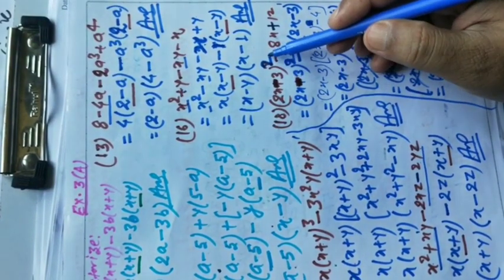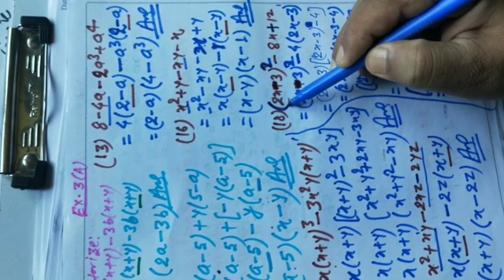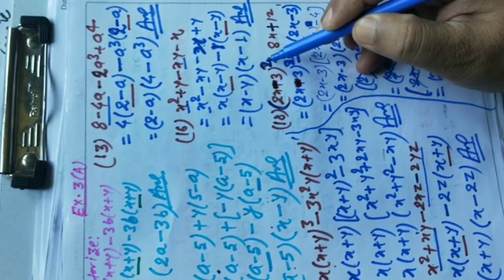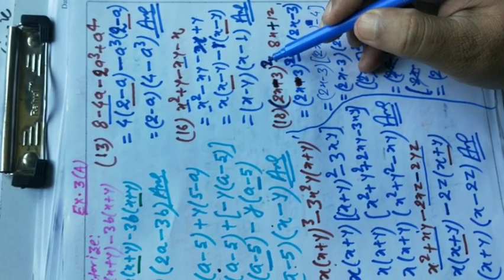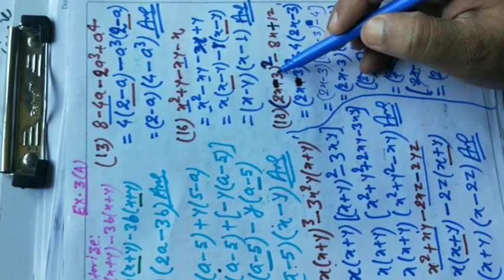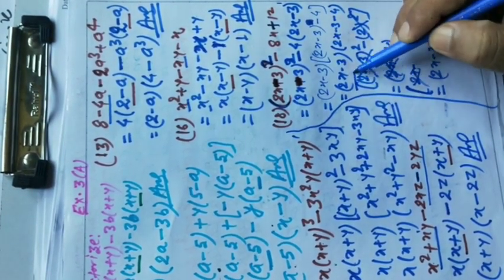We have committed a mistake, sorry for that. It is 2x minus 3 the whole square that is there in the question. We have written 2x minus 3 raised to the power 3. So we have committed a mistake.